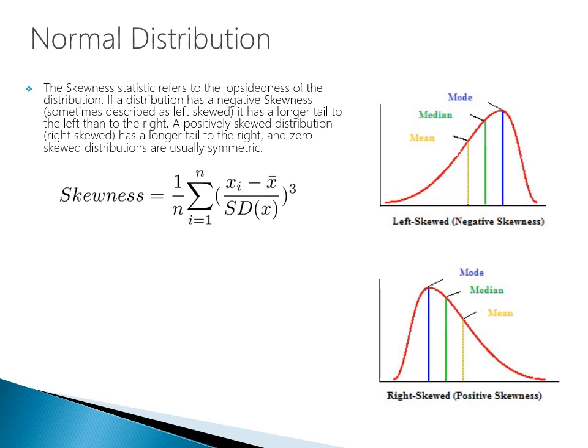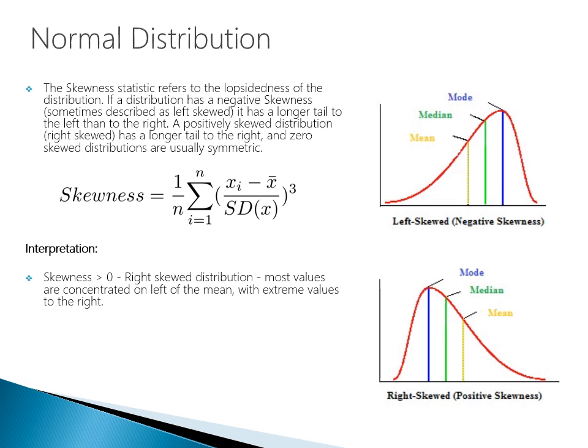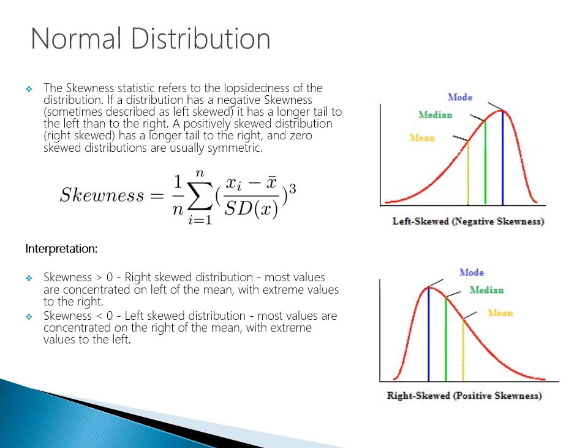Here is the calculation for the skewness statistic for those mathematically inclined folks. And when you calculate this skewness statistic, if I have a value that is greater than 0, I know that I have a right skewed distribution. If I have a value that is less than 0, I know I have a left skewed distribution. And of course, if my skewness is equal to 0, then my distribution is symmetric around the mean, and it's a normal distribution.